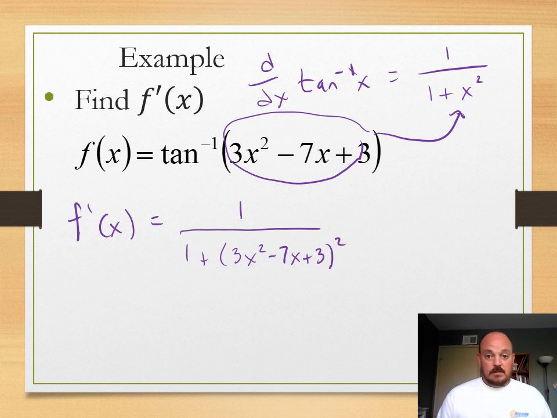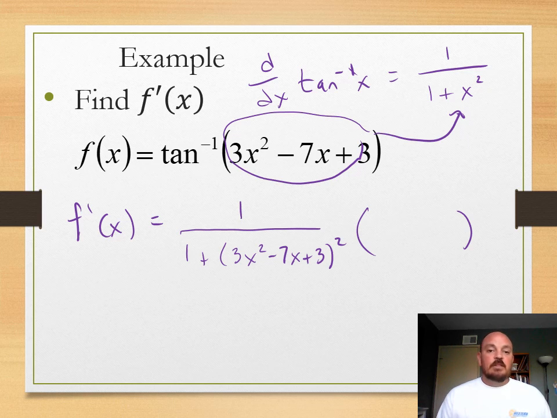But that's not the whole answer, because remember the chain rule says if you're doing the derivative like we are right now, chain rule, and you're substituting it in almost like a function, at the end you also have to multiply by the derivative of whatever that thing was.